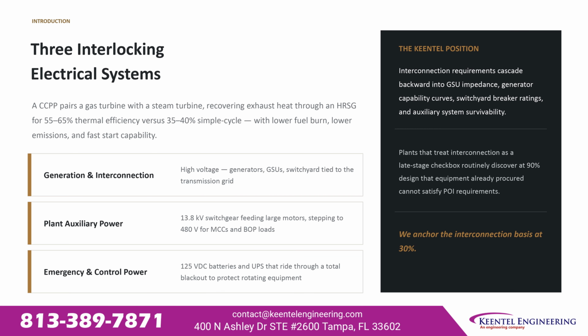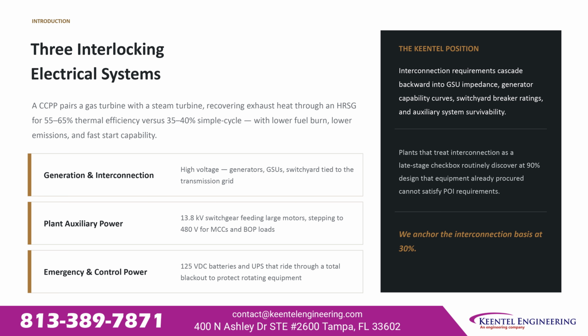A combined cycle power plant pairs a gas turbine with a steam turbine, recovering exhaust heat through a heat recovery steam generator to reach 55 to 65% thermal efficiency versus 35 to 40% simple cycle, with lower fuel burn, lower emissions, and fast start capability.